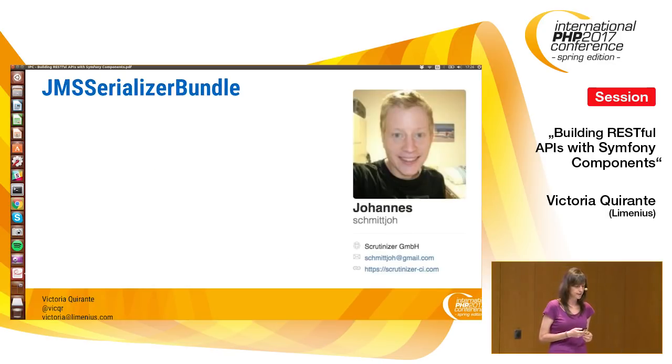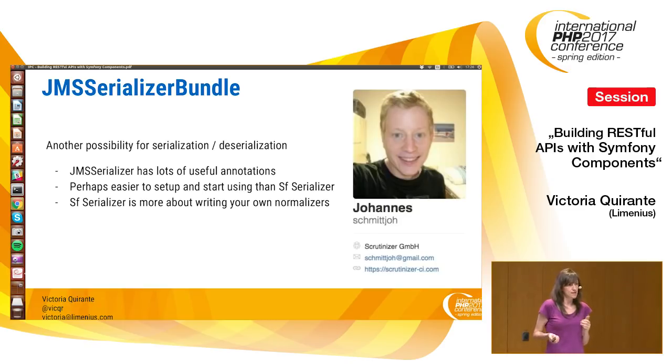All right, the first of them is the JMS Serializer bundle. This is an alternative to the serializer that we have already seen. I cannot tell you which one is better, because both of them are very good tools, but they are slightly different. For example, this one has lots of annotations that make it very straightforward to do a lot of different common things. Maybe it's easier to set up and start working with it, while the Serializer component is more about writing your own normalizers, which is a bit complex, but it's also very flexible. So it depends on what you have to do, but both of them are worth a try, okay?